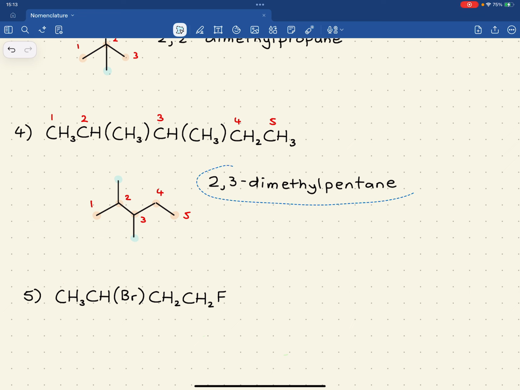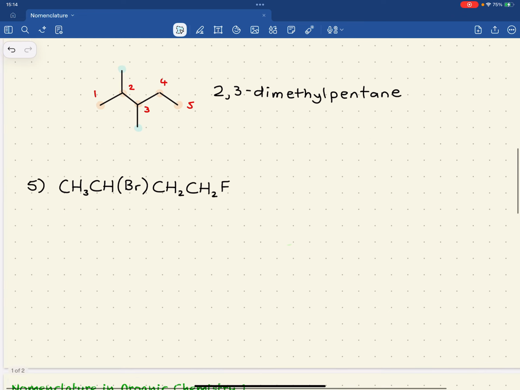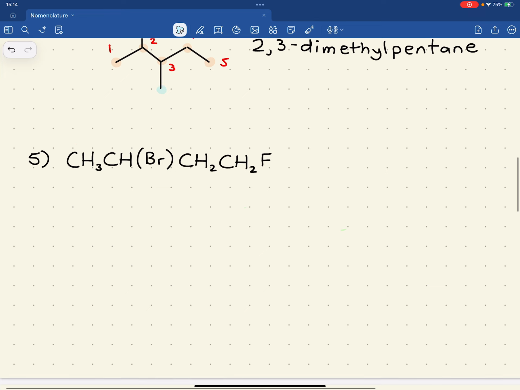So hopefully we are getting the hang of these. If you've got more than one of the same thing, you need a multiplier. You need to say where they are on the chain. So if you've got 2 methyl groups, you need to have 2 numbers. 3 methyl groups or 3 side chains, you'd have 3 numbers to say where on the chain they are. Okay, now I'm going to move on to an alkyl halide. We've got now a compound with other than just hydrogen and carbon in.